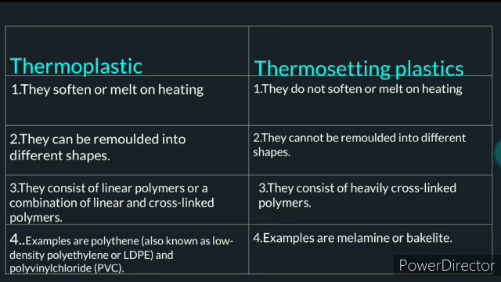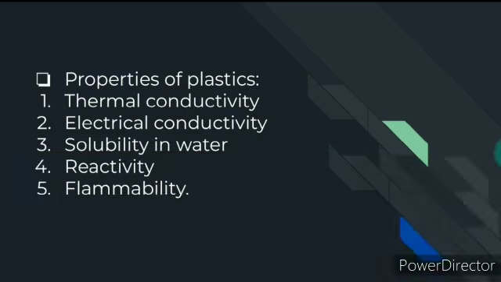The examples of thermoplastic are polythene, also known as low density polyethylene or LDPE, and polyvinyl chloride, that is PVC. The examples of thermosetting plastics are melamine and bakelite. So there are 5 properties of plastic: thermal conductivity, electrical conductivity, solubility in water, reactivity and flammability. Now let us see in detail about all the properties of plastic.